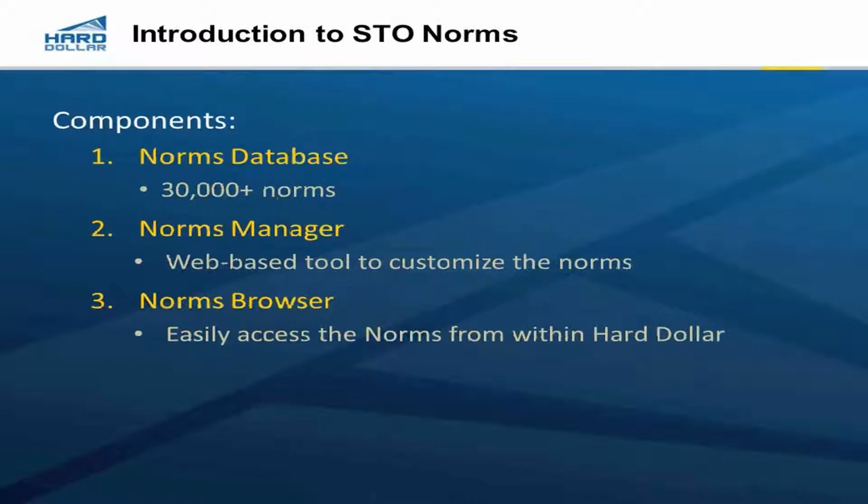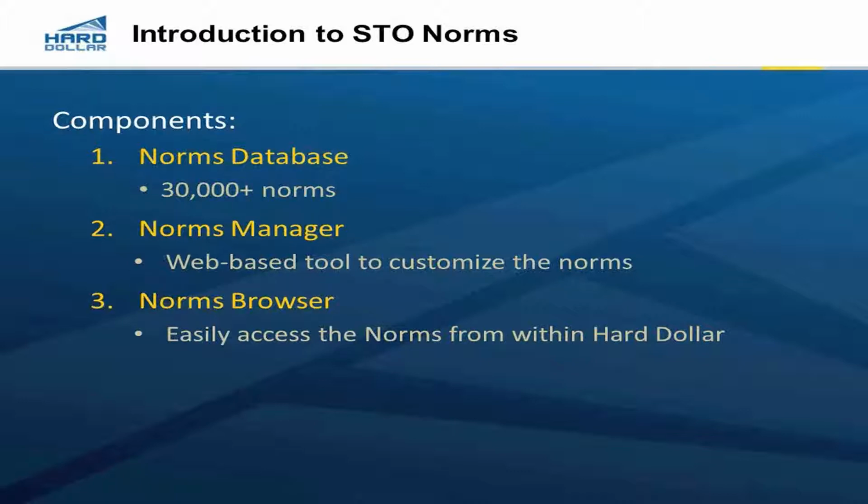There are 3 components to this STO norms database, and we're going to walk through each one of these and show them as we go. The norms database is a SQL database, and that's where the actual norms exist. There are roughly 30,000 norms in that database.